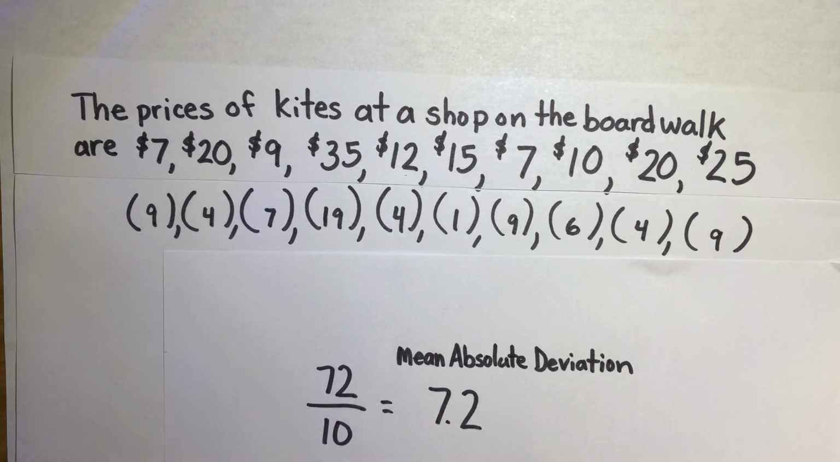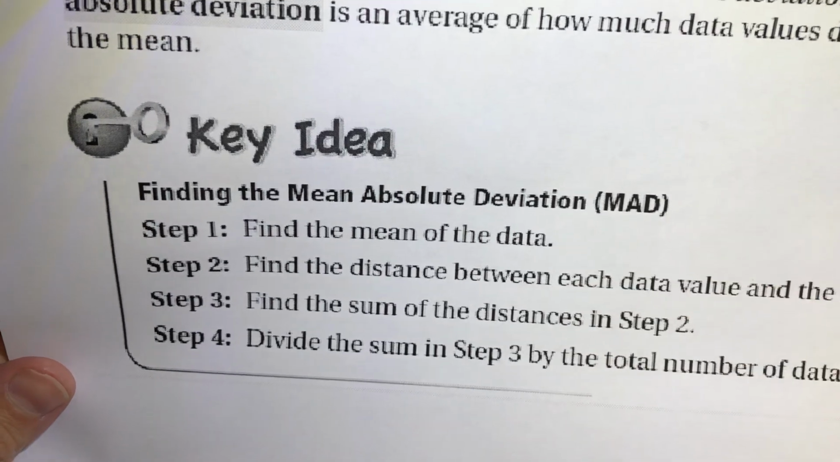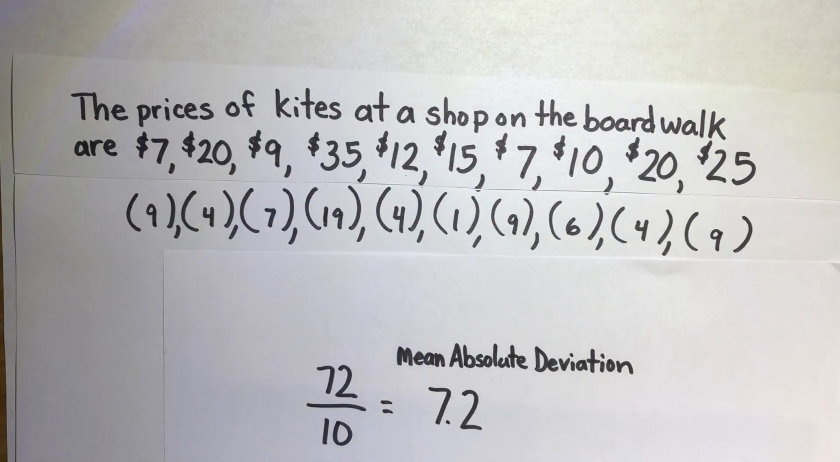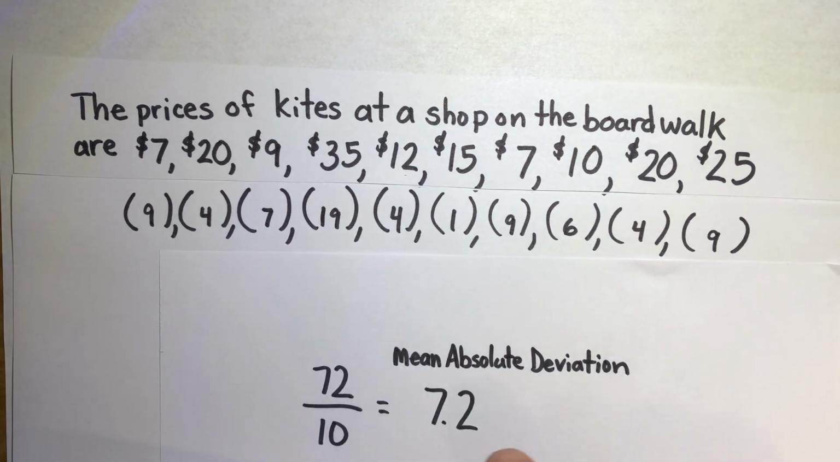So again, those 4 steps seemed a little overwhelming when given all at once, but if you think about it, finding the mean, we already know how to do. Finding the distance from the mean is just simple subtraction. Then finding that sum and dividing it by how many terms is the last step you'd follow.